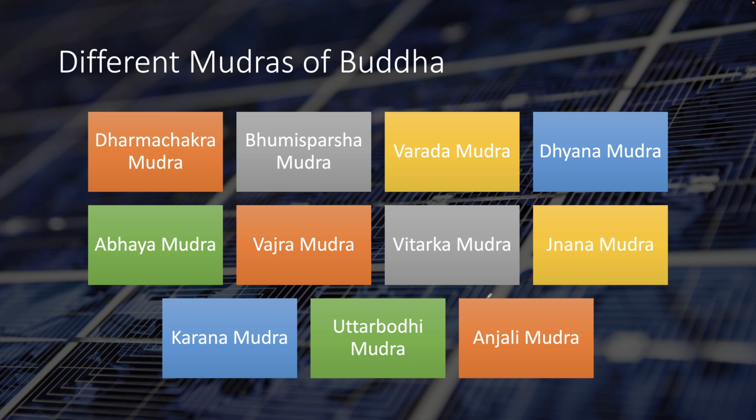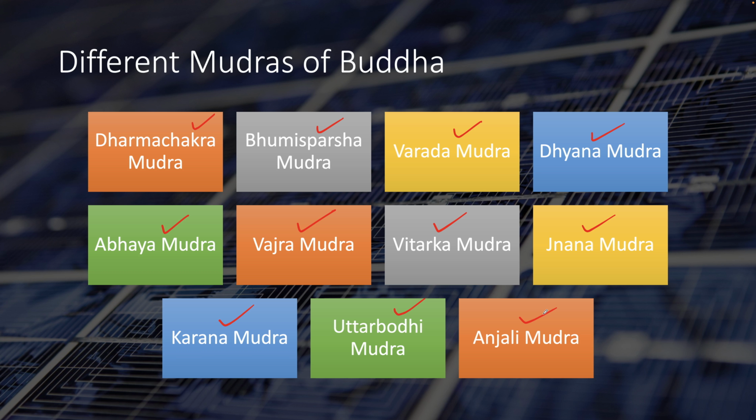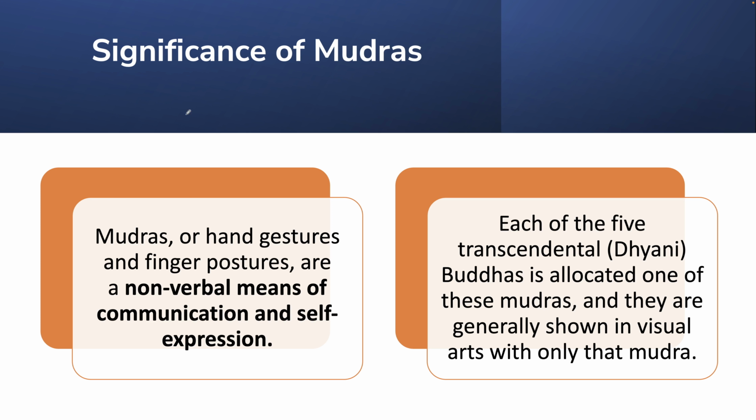So what are the various types of mudras? We have Chakra Mudra, Bhumi Sparsh Mudra, Varada Mudra, Dhyan Mudra, Abhaya Mudra, Vajra Mudra, Vitarka Mudra, Gyan Mudra, Karana Mudra, Uttarabodhi Mudra and Anjali Mudra. So first of all, let us discuss Chakra Mudra. But before that, let us try to understand the significance of mudras.